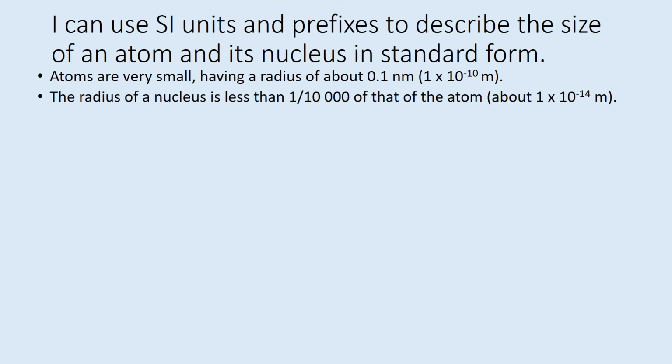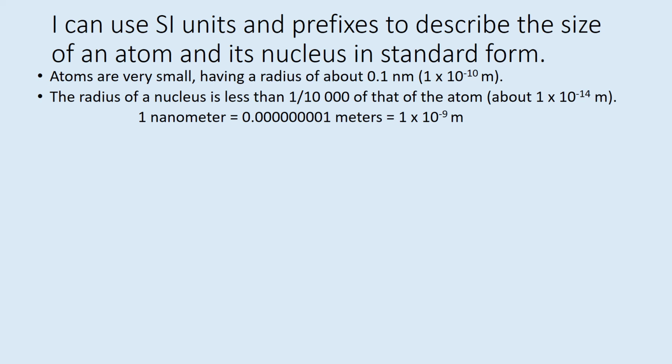Next thing is that the radius of a nucleus is less than 10,000 times smaller than the size of the atom. So the atom is tiny, but the nucleus is a lot smaller. So if this was the size of our, or the radius of our atom, then 10,000 times, so as in divide that number by 10,000, would give you 1 times 10 to the minus 14. Right, so things that we need to be aware of.